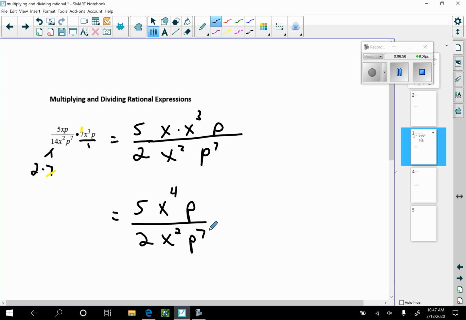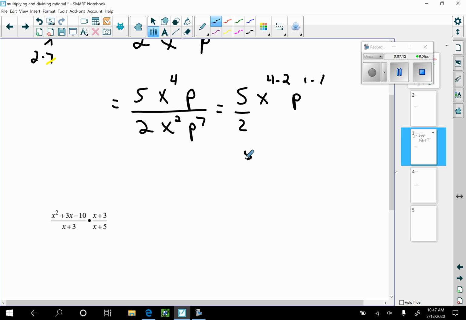What is this going to do? Now I'm going to use the law of exponents. I still have this 5 here. It's going to be X to the 4 minus 2, P to the 1 minus 7, all over 2. And what do I have here? This is going to be 5. This is going to be X squared. P to the negative 6. I'm going to bring that P to the negative 6 down here, making P to the 6. So let's write that a little bit better. This is going to be 5 X squared over 2P to the 6th.